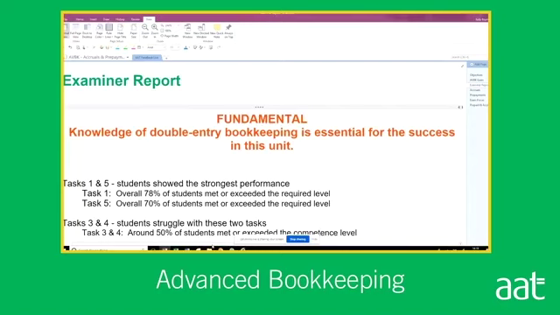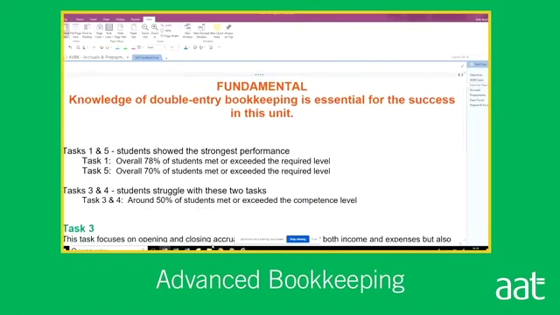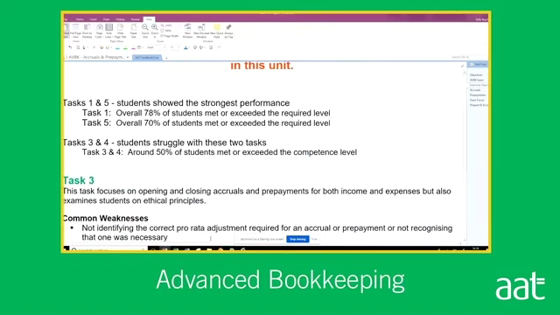Okay then, so in terms of just quickly looking, tasks 1 and 5, so that's to do with the non-current asset register and dealing with the extended TB, strongest performance by all students. Task 1, 78% of students achieving that task. Task 5, 70%. Task 3 and 4 are the areas where most students struggle with.